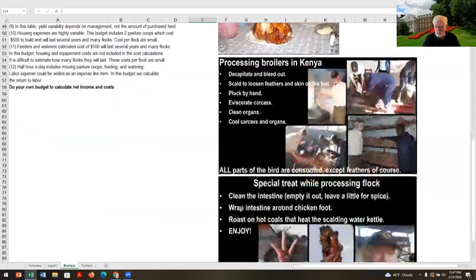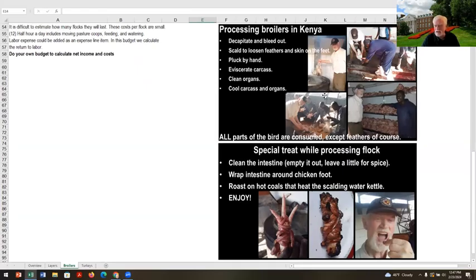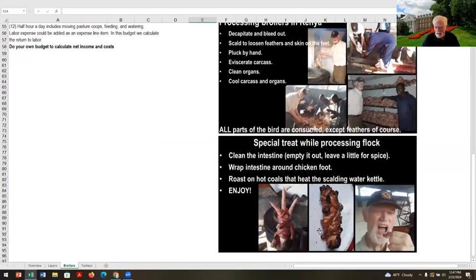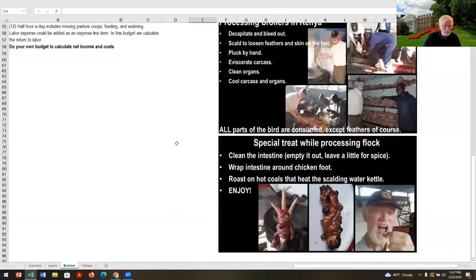Now, there was a special treat that I had while helping them. What you do is you clean the intestine out, you empty it out, you squeeze out the intestine, you leave a little bit in there for spice. Then you wrap the intestine around the chicken foot right there. You see that right there. And then you throw this underneath the scalding pot on the hot coals. And in a few minutes, you've got a nice treat to enjoy. You can see how much I enjoyed it by the look on my face.